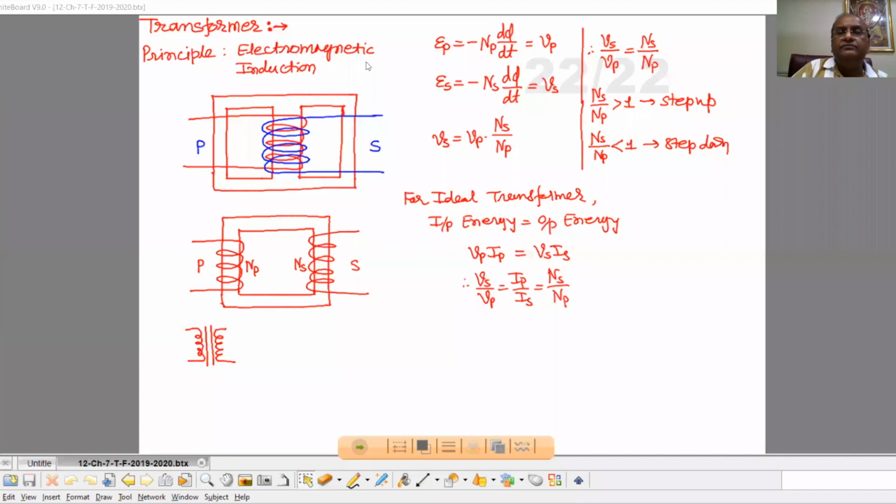In the magnetization and demagnetization of a substance, we already discussed this hysteresis loop, and we discussed that the area of the hysteresis loop gives you the loss of energy in the form of heat. So as the core of this transformer, we have to use such a material for which the hysteresis loss is minimum.